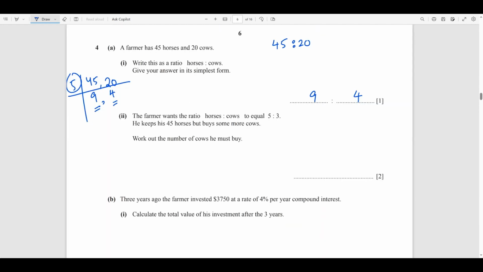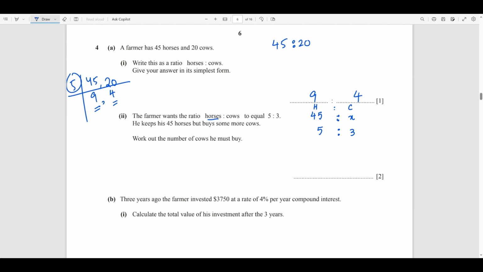Okay. The farmer wants the ratio horses to cows equal to 5 is to 3. He keeps 45 horses but buys some more cows. Okay. So 45 is the number of horses. I'm writing it here, and this is the number of cows. The number of cows we don't know exactly, so let's call it x. Now the new ratio he wants for horses to cows is 5 is to 3. So for horses, the ratio is 5, and for cows, the ratio is 3.